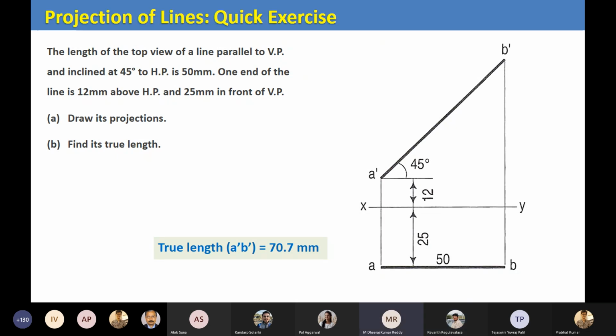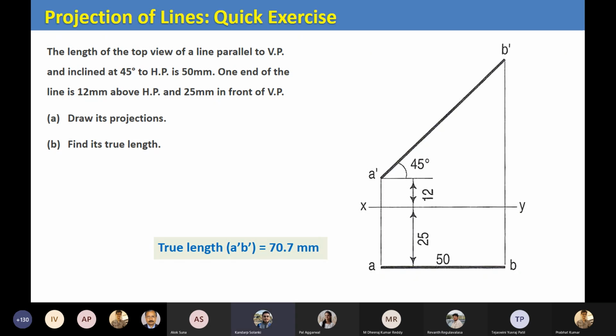Okay, so if a point is given with its coordinates, we cannot find the other point with the other point's coordinates, right? No, not exactly coordinates. You can give it in terms of how many mm it is above HP or in front of VP. Yeah, that's fine. Okay. Thank you.